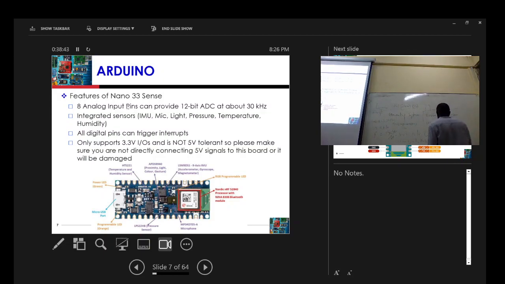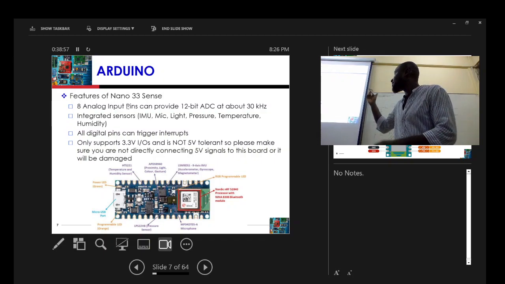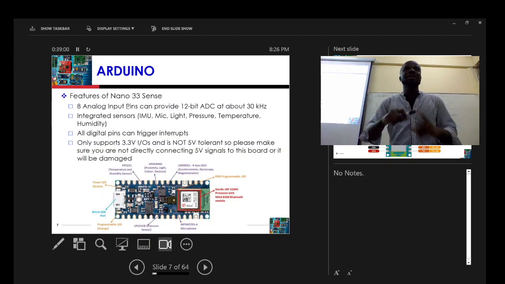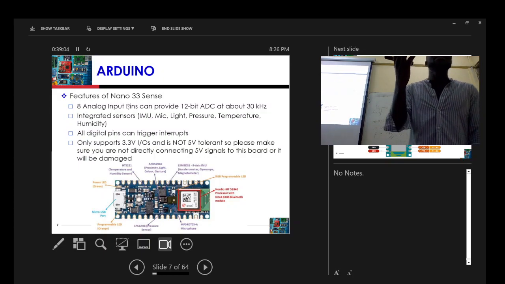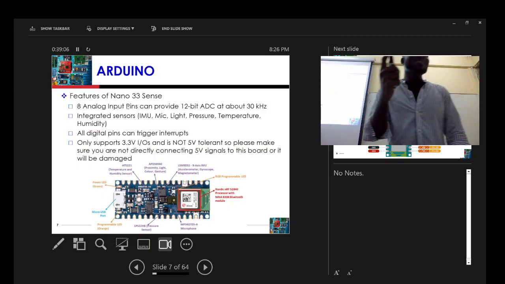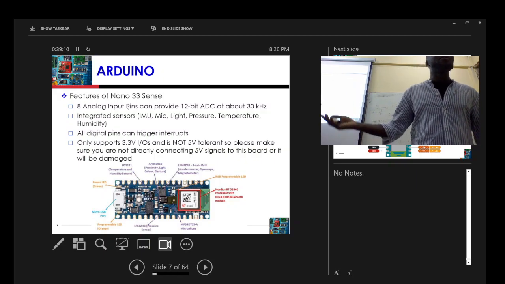So it means that it can take a value up to 4095, which is 2 to the power 12 minus 1. So we can take values from 0 to 4095, a long range of values. You can read a long range of values for the analog. And then it samples at 30 kilohertz. What does that mean? These are telecom terms I'm using. I'm not even a telecom engineer.